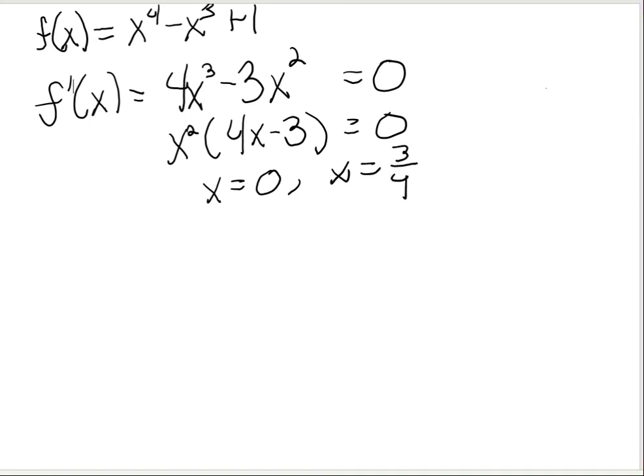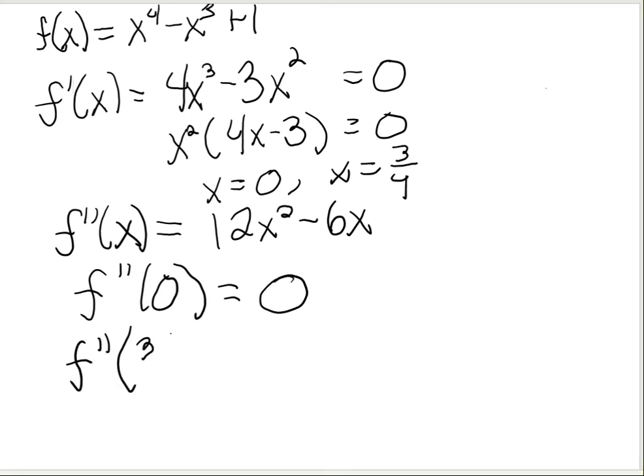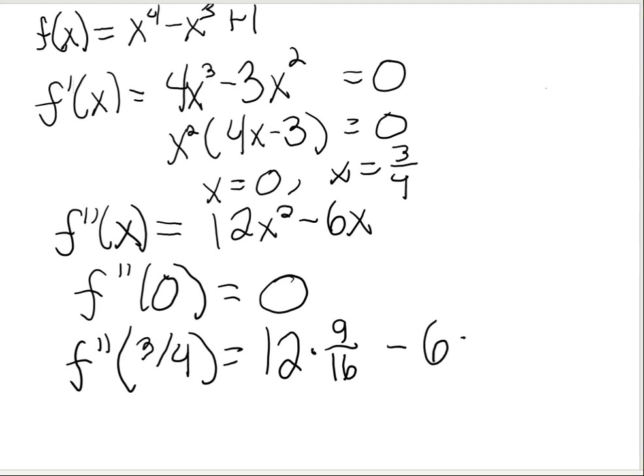Okay. So if we want to use the second derivative test, we take the second derivative. And that gives us 12x squared minus 6x. So then if we plug in 0, we get 0. Whereas if we plug in 3/4, we get 12 times 9/16 minus 6 times 3/4.